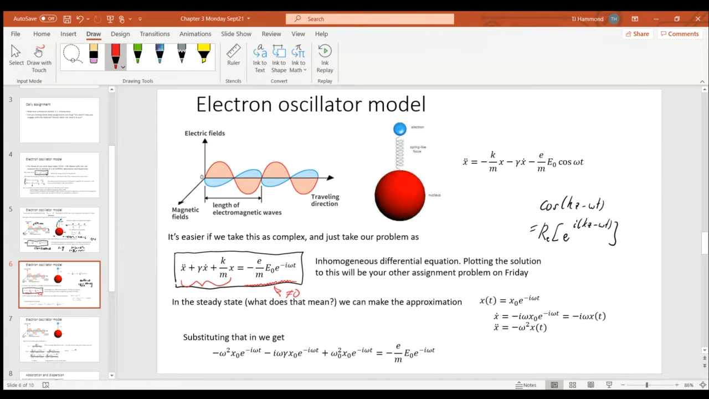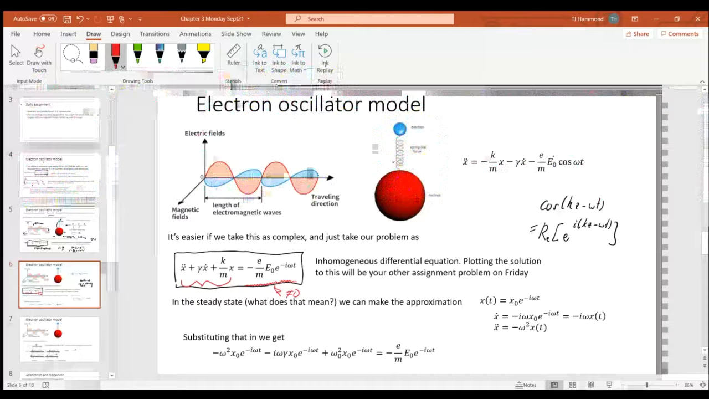Inhomogeneous differential equations have some kind of driving term. There's some kind of energy source. So it's easy to write it as the differential equation part on the left-hand side, and then that driving term on the right-hand side. Okay, so plotting the solution to this will be your assignment, also the other assignment problem on Friday.